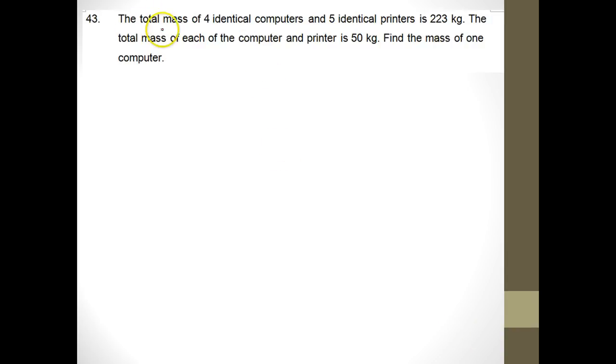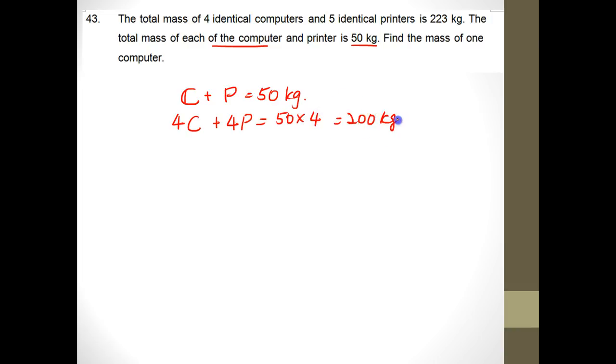Question 43. A total mass of 4 identical computers and 5 identical printers is 223 kilograms. The total mass of each computer and printer is 50 kilograms. So I know one computer plus one printer is 50 kilograms. Right? So 4 computers and 5 printers.